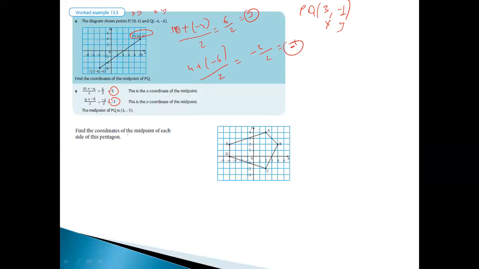Find the coordinates of the midpoint of each side of this pentagon. A pentagon has 5 sides, okay? It's not a regular pentagon. That's why the sides are not equal to each other. In a regular pentagon, yes, all sides must be equal, but here it's not a regular pentagon, just a pentagon.